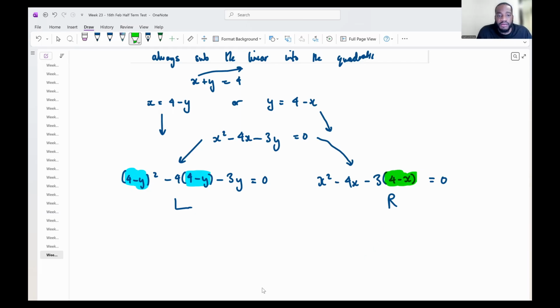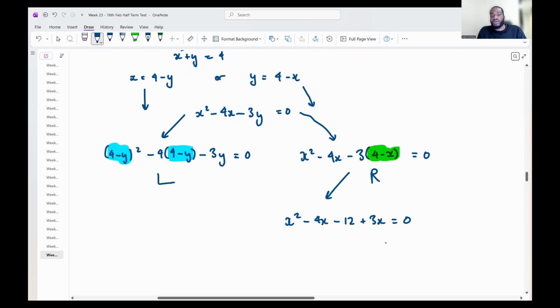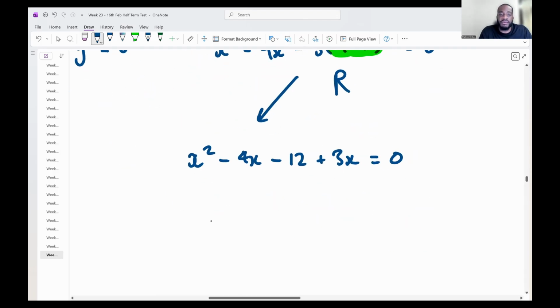Yeah? Good stuff. Brilliant. So continuing with this one, we're going to have x squared minus 4x, and then expanding that will be a minus 12 plus a 3x, and that will equal 0. So then now doing that, we're going to have x squared. We have a minus 4x plus a 3x, that'll be a minus x, and then we're taking away 12, and that will equal 0. Any questions so far, guys?